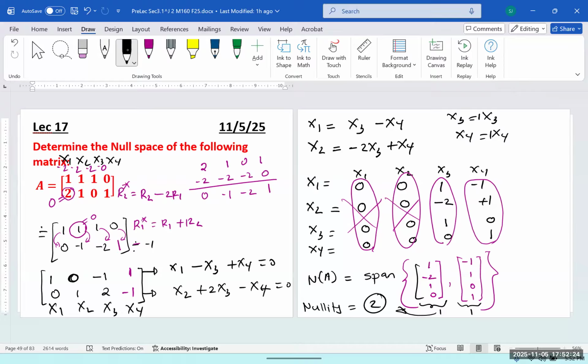Span is the actual set. Span means you are covering your space. So null of A is the span of these two, which means the null space is covered by these 2 vectors, and then the linear combination of them.